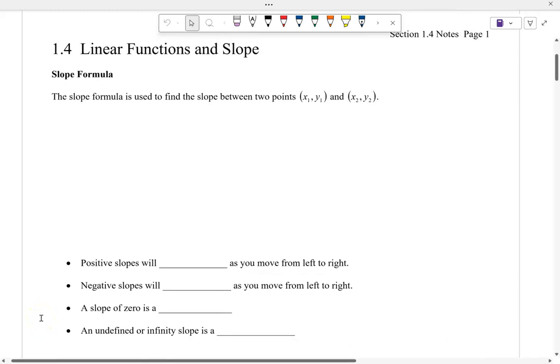Let's take a look at 1.4 linear functions and slope. And let's talk about slope for a minute. Slope is like the steepness of a line. Like if you ever see a road sign, it talks about gradient, right? That's like the steepness of the road for truckers and so on.